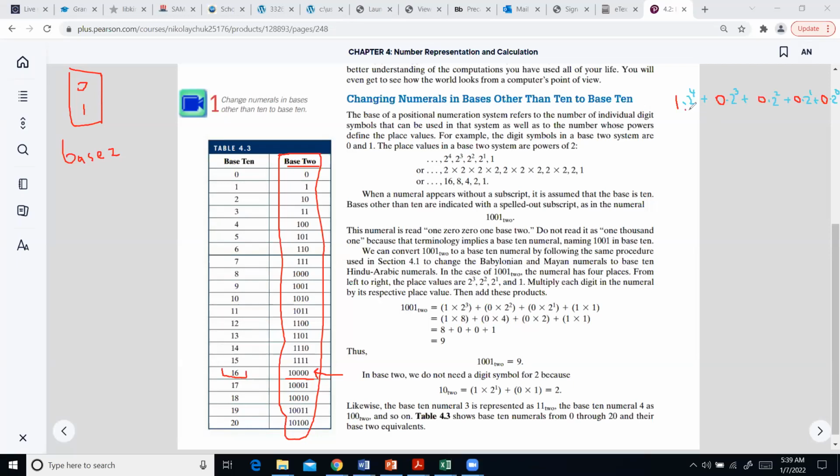So I actually multiply this by 16. This one by 2 cubed, which is 8, right? And 2 to the second, which is 4. And then we have 2 to the first, which is just a 2. And then 2 to the power of 0, that's 1.